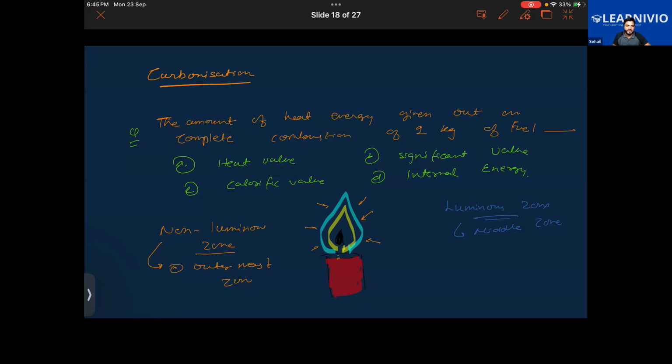What do we call those substances that easily catch fire? What is the term used for those substances that easily catch fire? The inflammable substances, or either inflammable or combustible substances. Good.